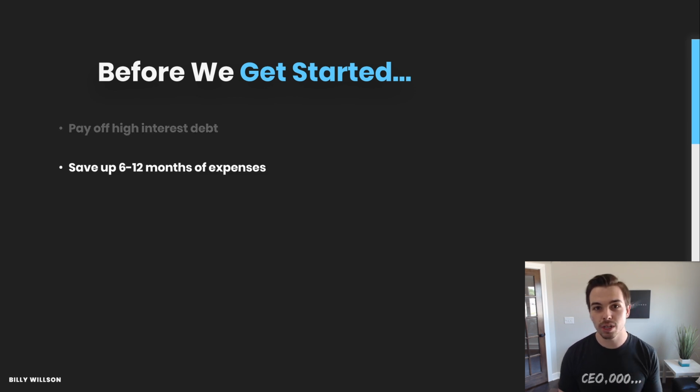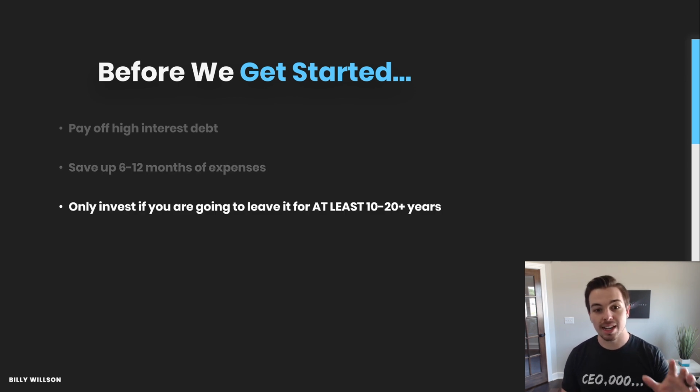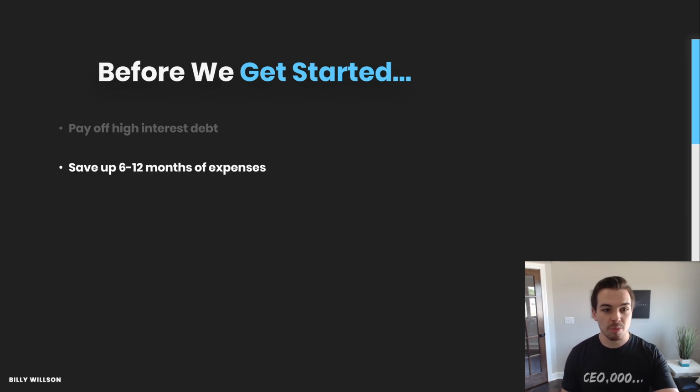The second thing you want to do is save up 6 to 12 months of expenses. This is really important because if a recession comes by, you don't want to be taking this money out of your investment account. I'm going to say this right now: only invest $1,000 per month in this kind of stuff if you're going to leave it for at least 10, 20 plus years. If you plan on taking it out, that's probably because you didn't save up 6 to 12 months of expenses. So before you start investing $1,000 per month, you need to save up 6 to 12 months of expenses.